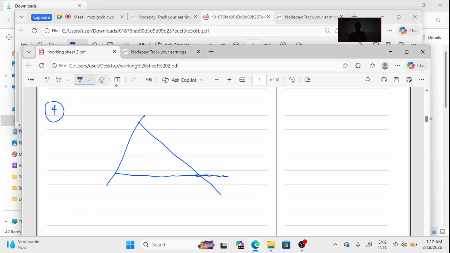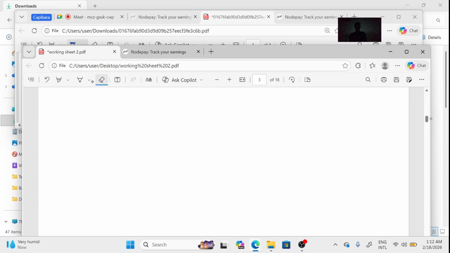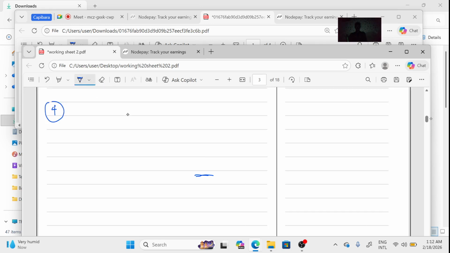Am I really drawing it properly? Okay, it's rubbed off. So it should be looking like this. So you have this line, you may also have this line, and finally you have this line.